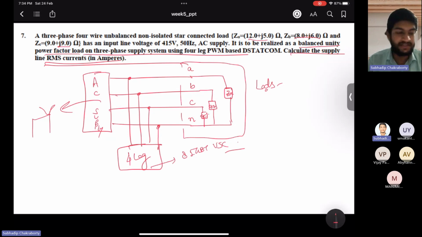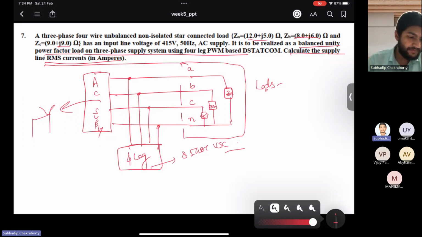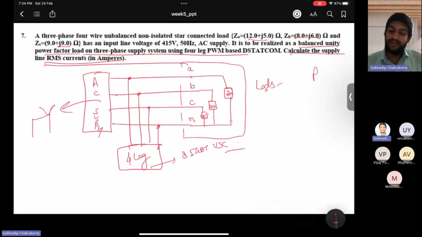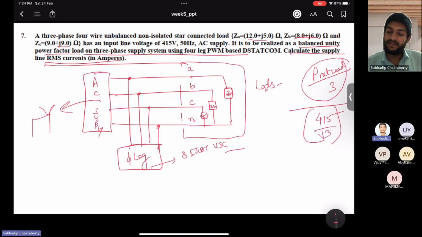What will happen in a balanced condition, anyone? The net active power of the load will be split among the three, and the approach is P by 3 by 415, or whatever is the voltage, by root 3. That will be the RMS current, and the mod of all the RMS currents will be the same in all the phases. Agree? Because that is a balanced condition.